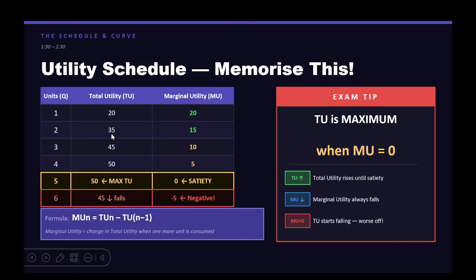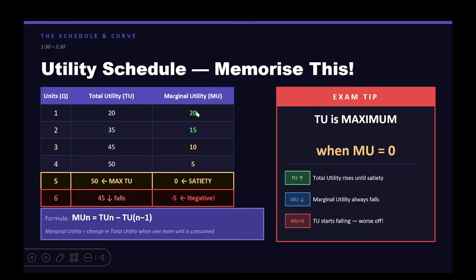Second, when you consume the second unit, the total utility increases to 35, and the marginal utility is 15. How to calculate marginal utility? Second total utility minus the first one. That's the marginal utility of the second unit. Third unit, when you consume it, total utility is 45 and marginal utility is 10.